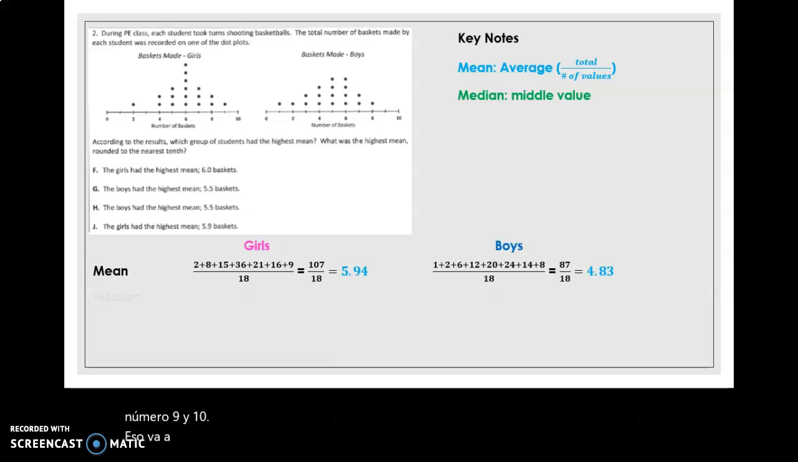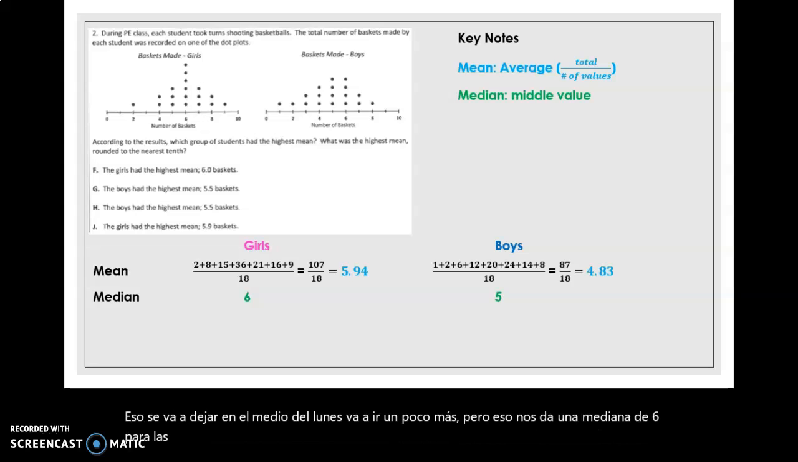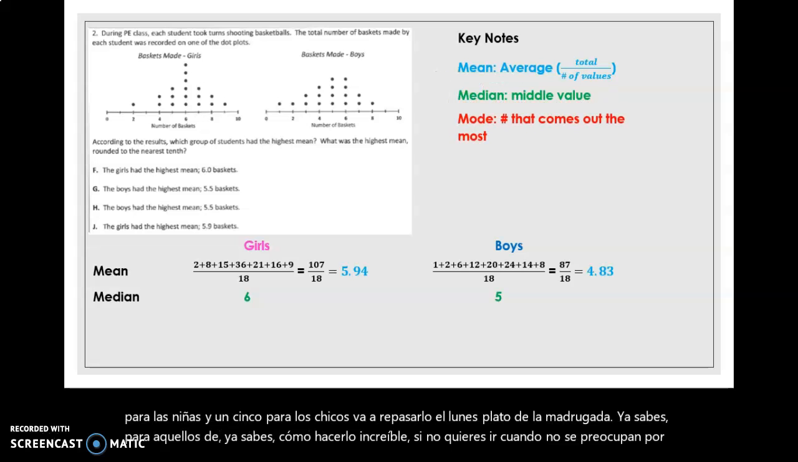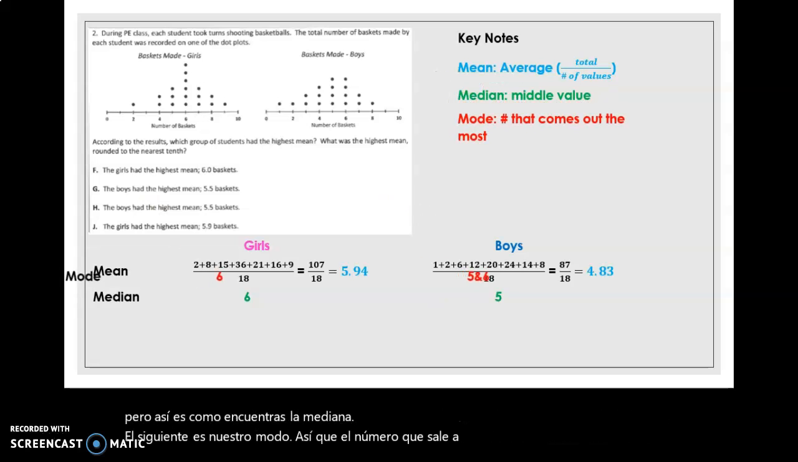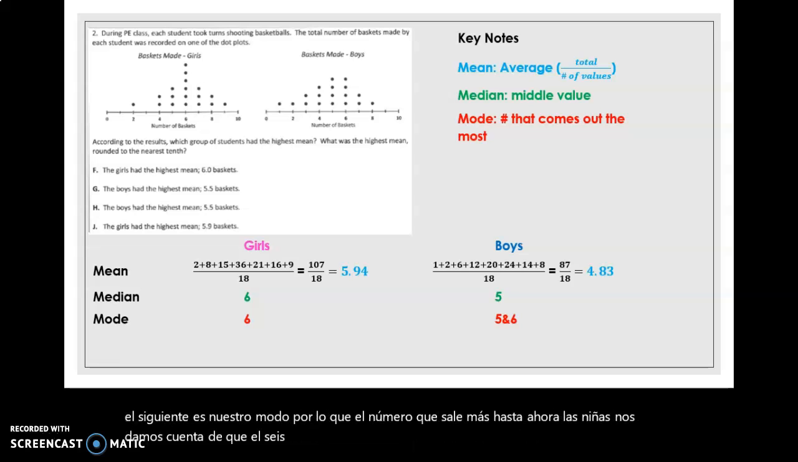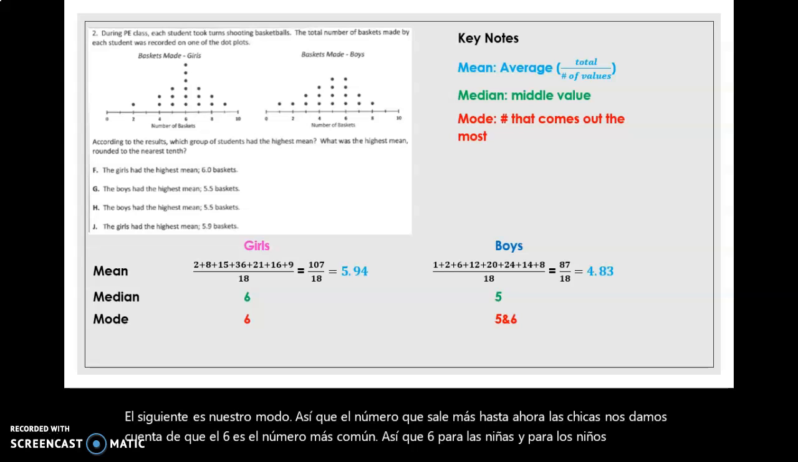On Monday, we'll go over it a little bit more, but that gives us a median of 6 for the girls and a 5 for the boys. We'll go over it on Monday. For those of you that know how to do it, awesome. If you don't, we're going to go over it Monday. Don't worry about it. But that's how you find a median. The next one is our mode, so the number that comes out the most. For our girls, we notice that 6 is the most common number, so 6 for girls. And for boys, it has 2 modes, 5 and 6. 5 and 6 both come out the most.